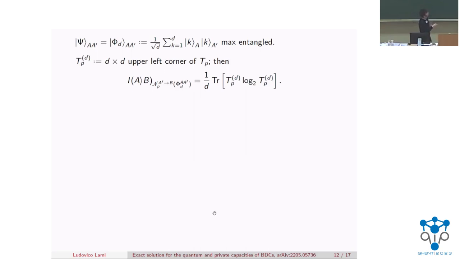If you compute the coherent information, you get this entropic expression, and this involves the top left corner of the matrix TP. You remember this TP is this Toeplitz matrix that identifies the channel via Hadamard multiplication, and you get the D times D top left corner of this. So it would be very helpful at this stage to be able to compute the spectrum of this TPD matrix, because that would allow us to evaluate this expression.